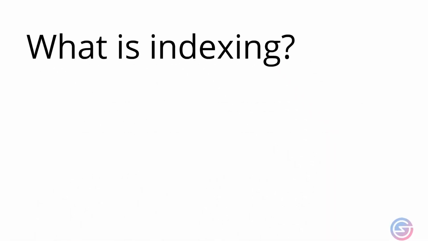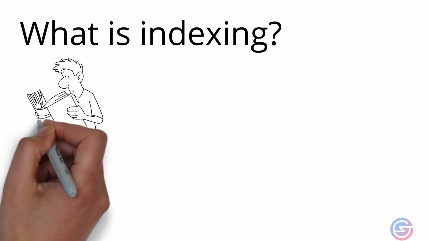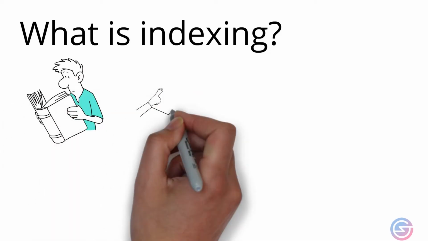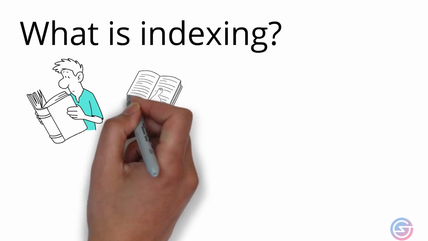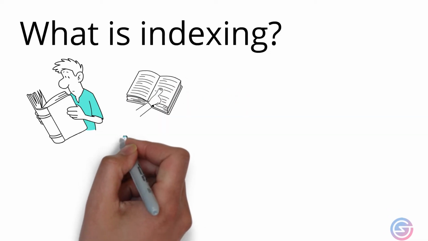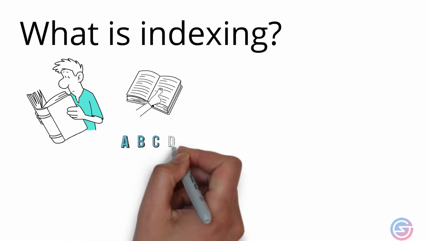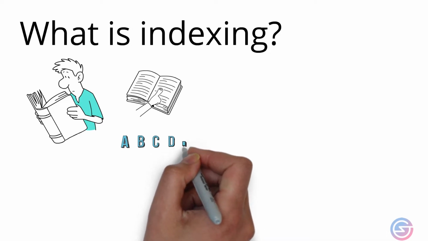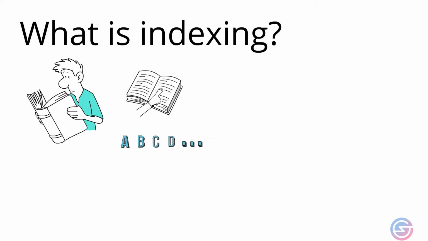What is indexing? Imagine you're reading your favorite book and you need to find a specific piece of information. You flip to the back of the book and start searching the index, which takes you straight to the page. The index of a book contains keywords organized in alphabetical order to help you find information faster than trying to scan through the entire book, which could take a very long time.